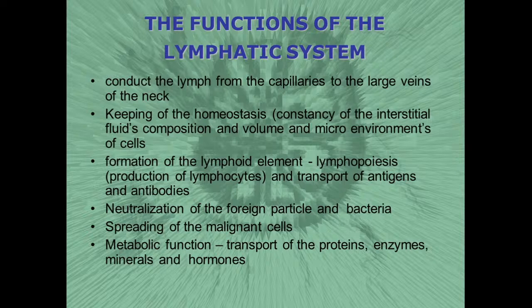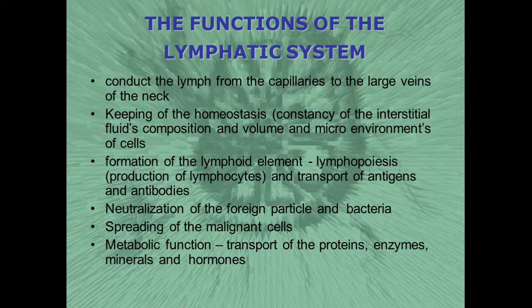The next function is the formation of lymphoid elements, in one word, lymphopoiesis, the production of lymphocytes, and transport of antigens and antibodies. The next function is the neutralization of foreign particles and bacteria. That's why we talk about the lymphatic and immune system together, because these two systems are very close to each other.